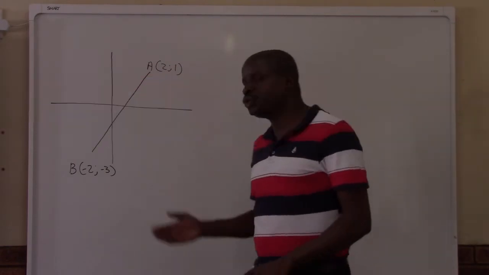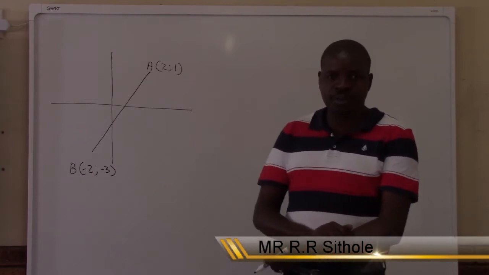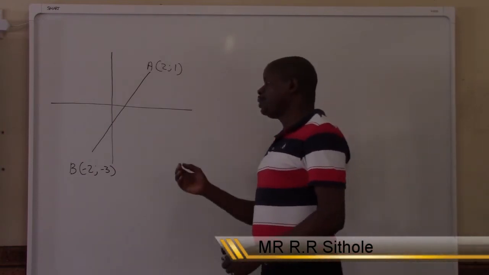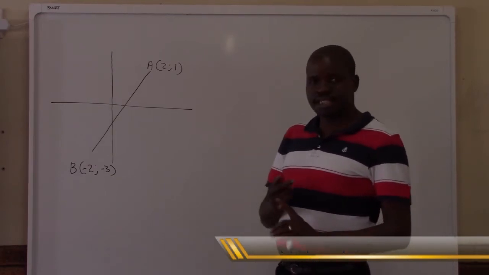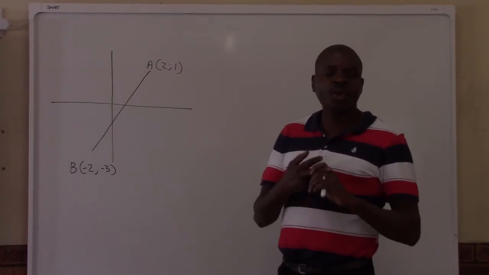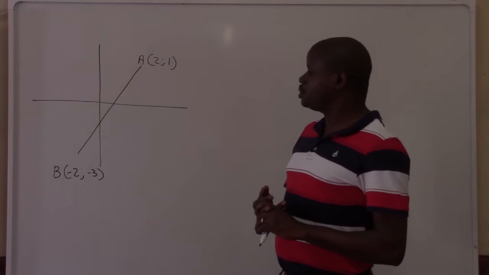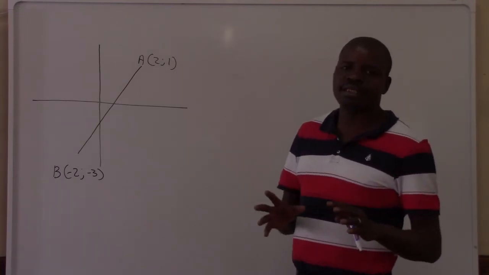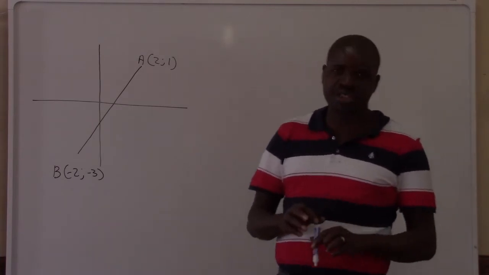We are continuing with analytical geometry, mathematics paper 2. In the previous lesson, we looked into the distance, the midpoint, and the equation of a straight line. So those are the ones that we looked at. Then today I want us to look at the inclination of a line.